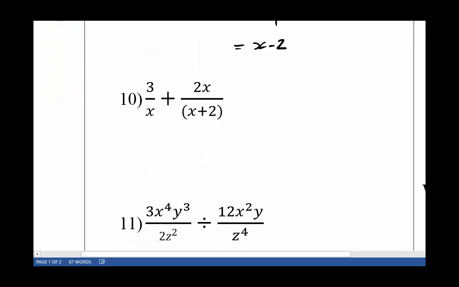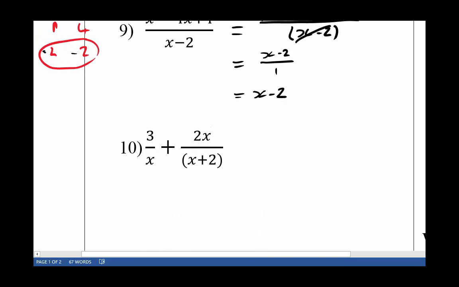Okay, adding fractions. Let's do a cross and drop. So I'm going to do an arrow here, like this, and on every arrow I'm going to multiply. Here's my second one, and I'm going to multiply.